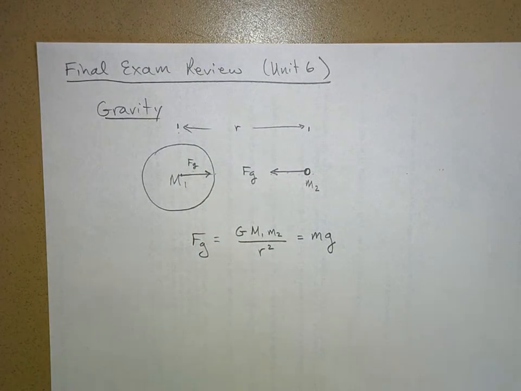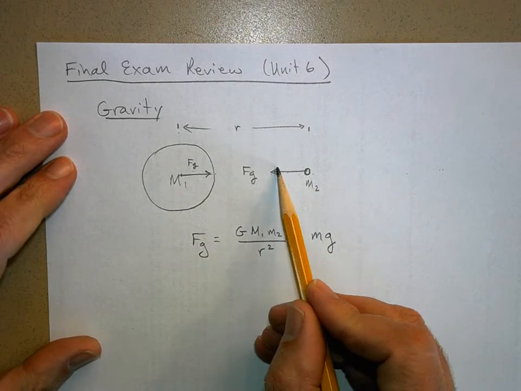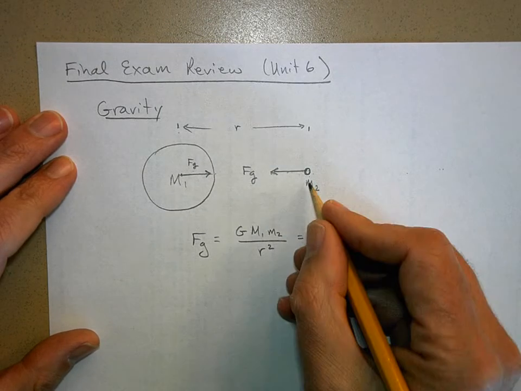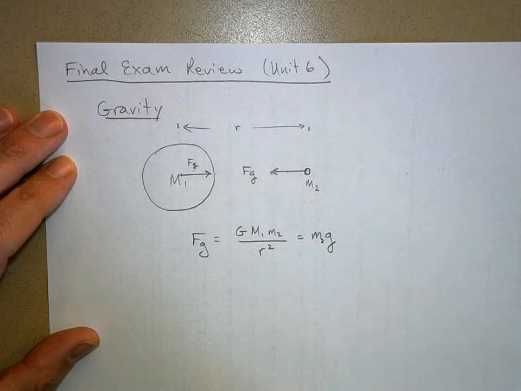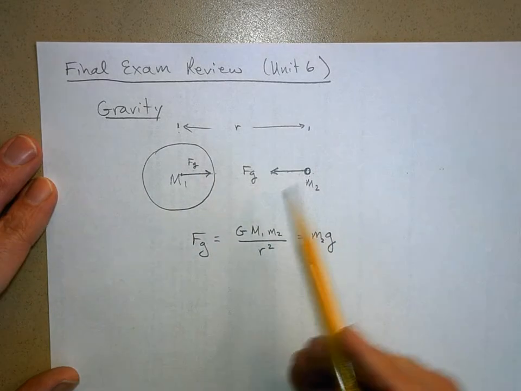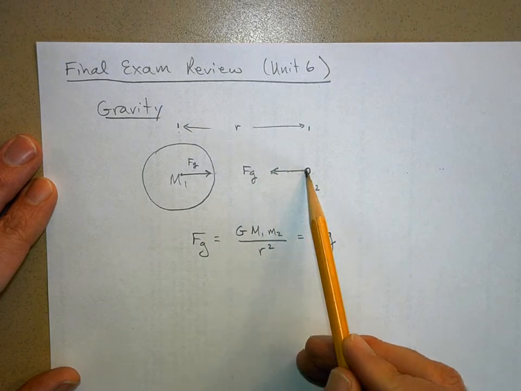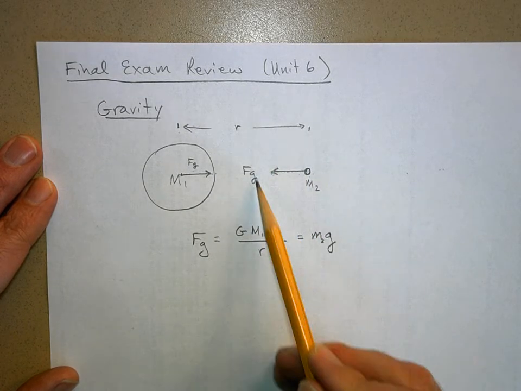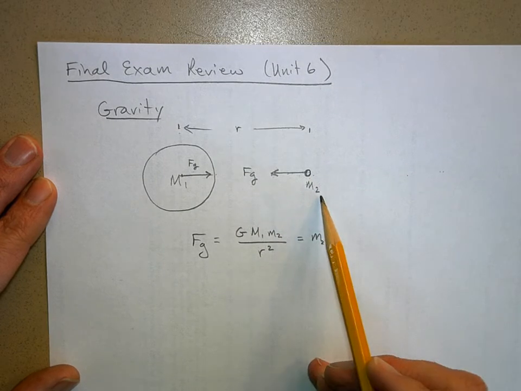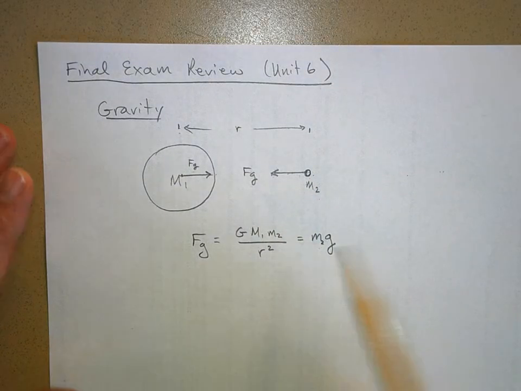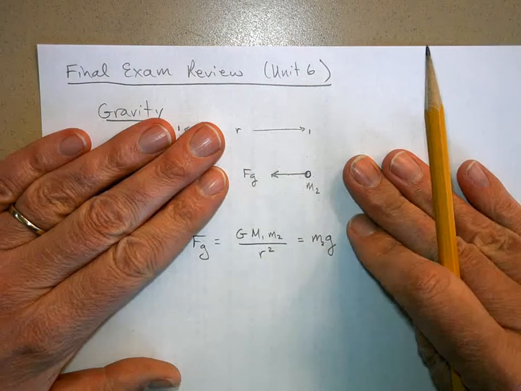But if I want to know what this force of gravity is on this object, I would use m2, right? So this is the force of gravity acting on this object. Well, it is the net force acting on this object. This is a free body diagram. So I multiply it by the mass of my free body, just looking at m2.